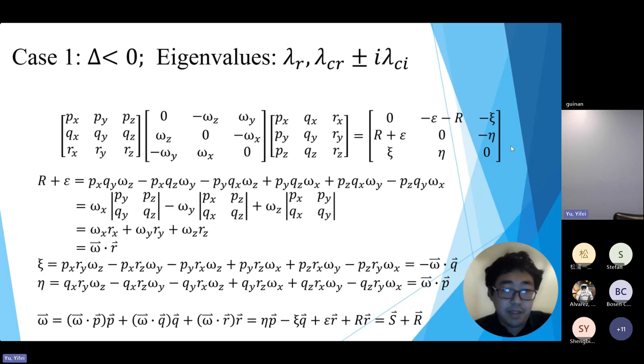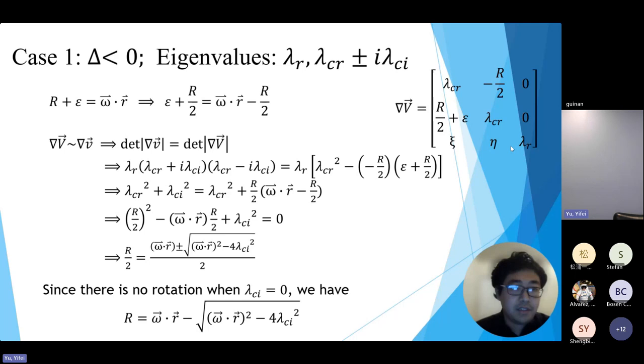And since p, q, r are the coordinate base vectors, we can find omega equals omega dot p times p plus omega dot q times q plus omega dot r times r, which equals eta p minus xi q plus epsilon r plus R times r. The first three terms are the shear, and the last one is the Liutex vector. So the shear plus the rotation is the vorticity.